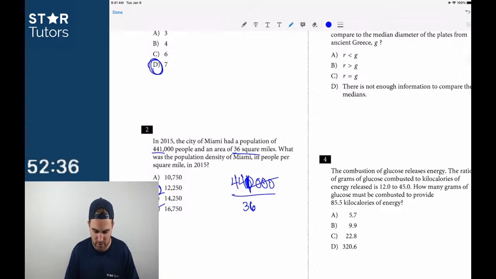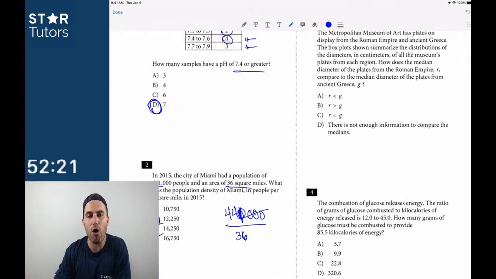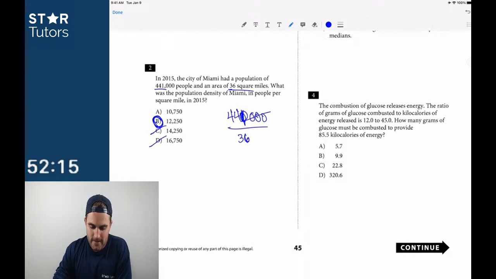We're just doing 441,000 divided by 36. Yeah, 12,250, right? So it's B. And you guys can see that you can make assumptions without having to do all of the long division out, if you're just taking your time and not overthinking the use of your calculator. All right, let's keep going.